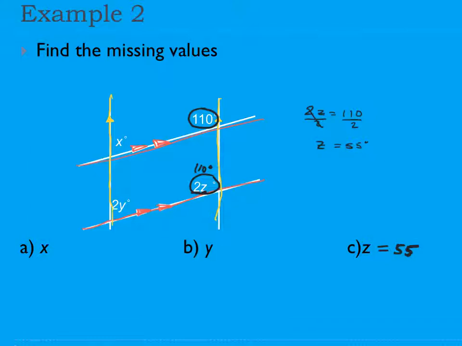Yes, sir? What postulate did you use to find that? So that is the corresponding angles postulate. That first one that said, if 2 lines are parallel, then their corresponding angles will be congruent. That was that very first one in that list.